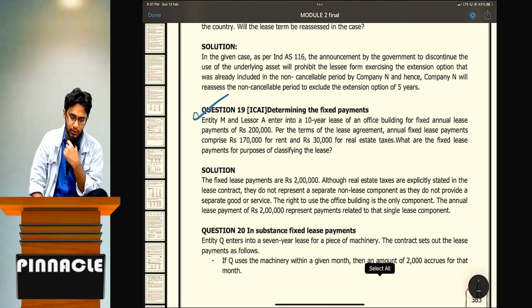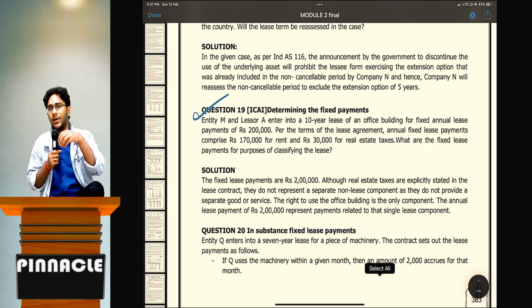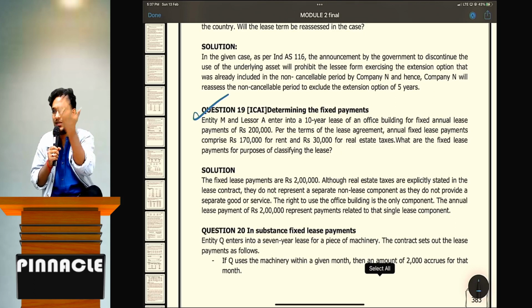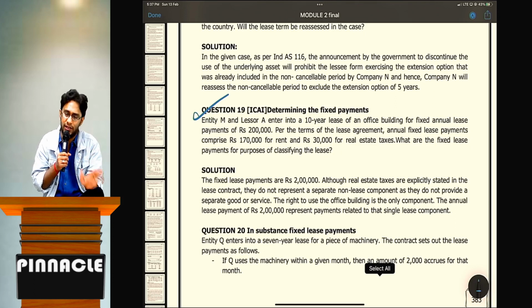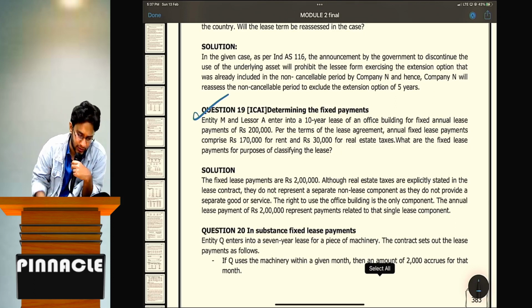Sir, variable lease payments, ultimately what you have to remember is, on the commencement date, whatever data is there, with the help of that data, you estimate the lease payments. Estimate that like that only. Later on, we'll again remeasure the liability. Anyway, come to this question.